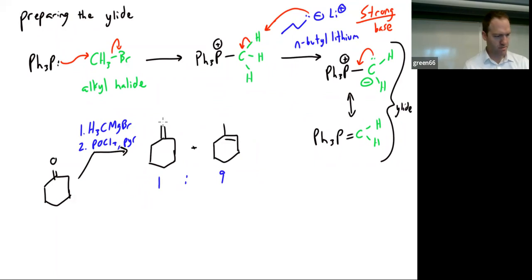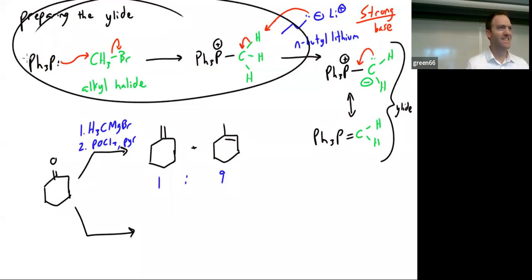Well, what if I want this one? What if that's the one that's going to cure cancer? Is there a way that we can form that more directly? We could do a Wittig reaction.